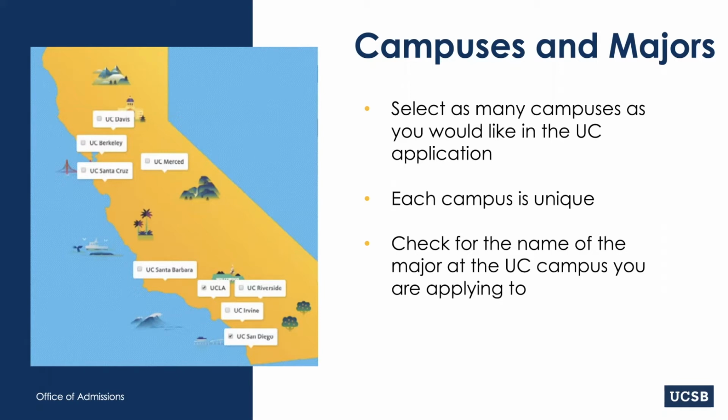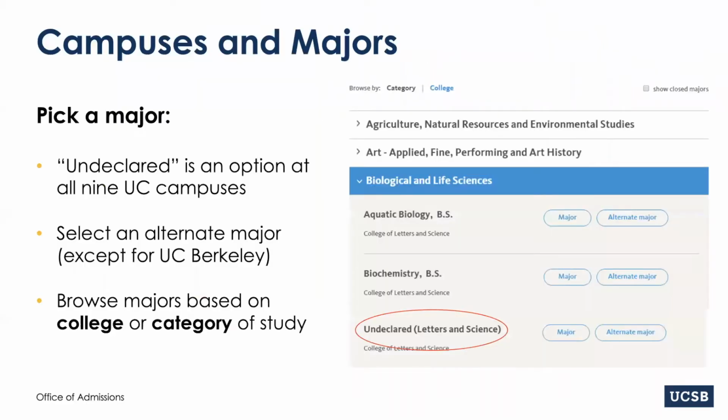When selecting a major, it is important to know which campuses have the majors you're looking for. Even though we are one system, the majors at each campus may differ slightly. For example, UC Santa Barbara is the only campus that offers zoology as a major. It is also important to do some research into what majors are called at each campus, as majors may differ across the UCs. If you're not sure what you want to study, undeclared is an option at all UCs.